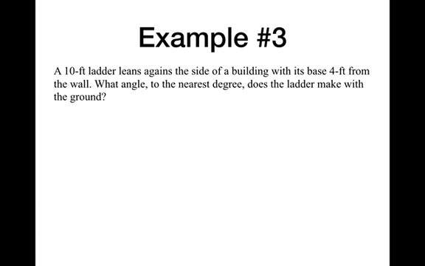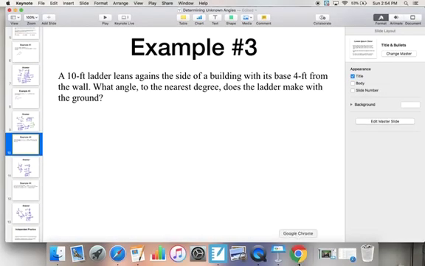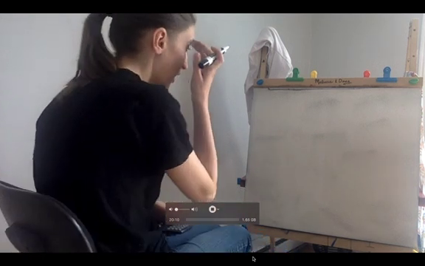What angle to the nearest degree does the ladder make with the ground? Okay, so the first thing we need to do is draw the diagram. So think about this scenario, okay? You have a 10-foot ladder that's leaning against the side of a building.